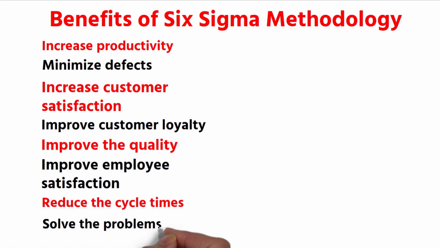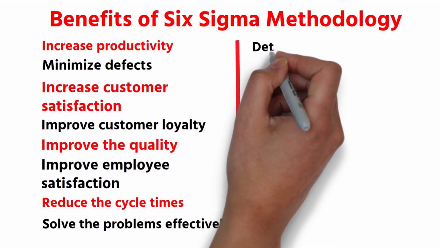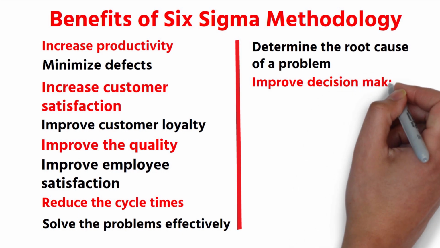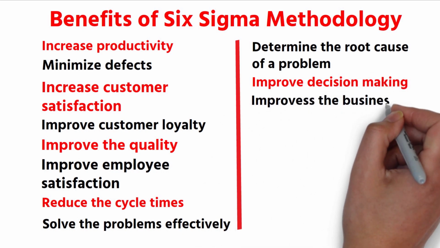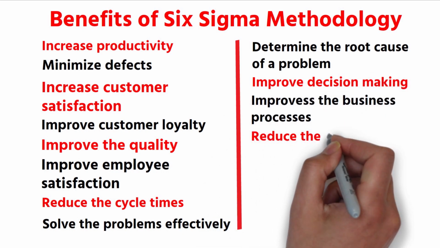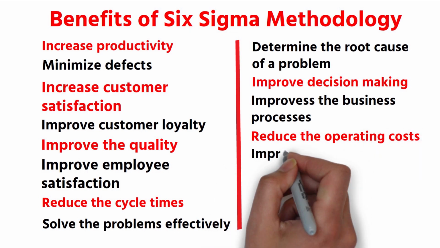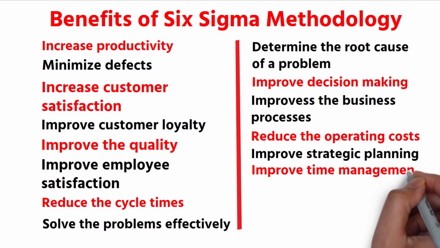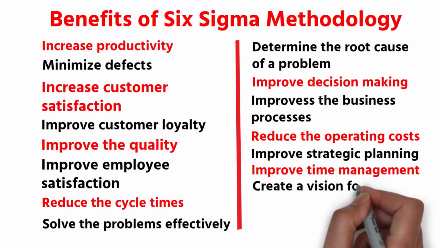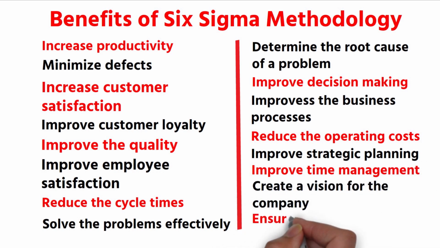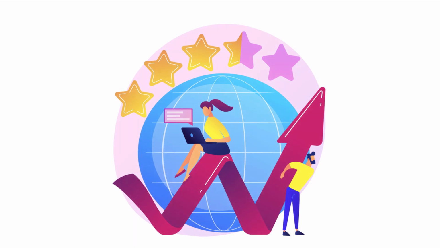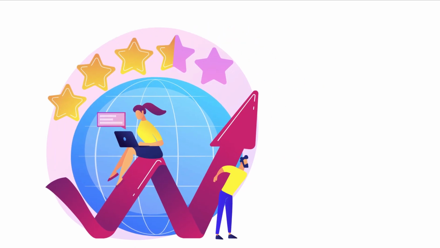Solve the problems effectively. Determine the root cause of a problem. Improve decision making. Improve the business processes. Reduce the operating costs. Improve strategic planning. Improve time management. Create a vision for the company. Ensure continuous improvement. Six Sigma is a popular process improvement methodology in business that focuses on customer satisfaction.